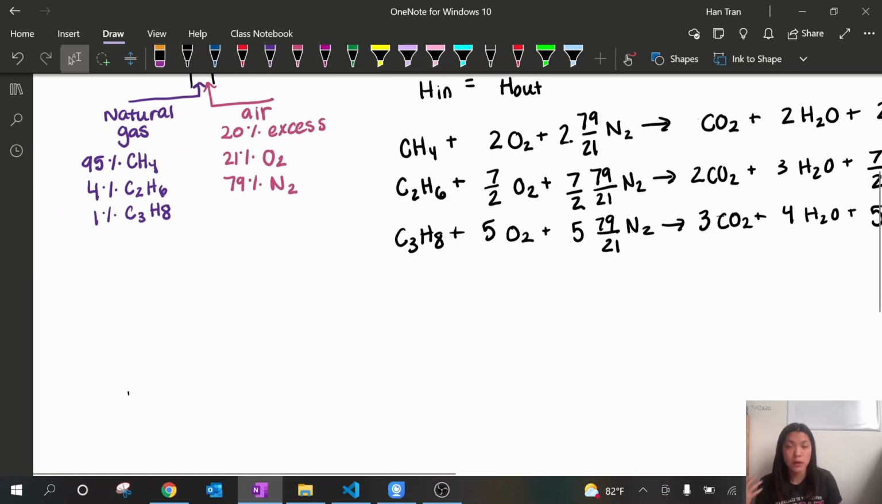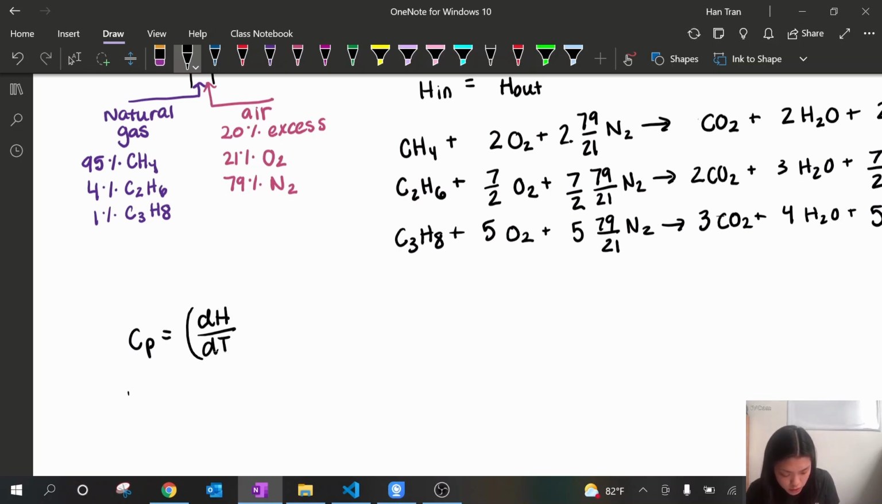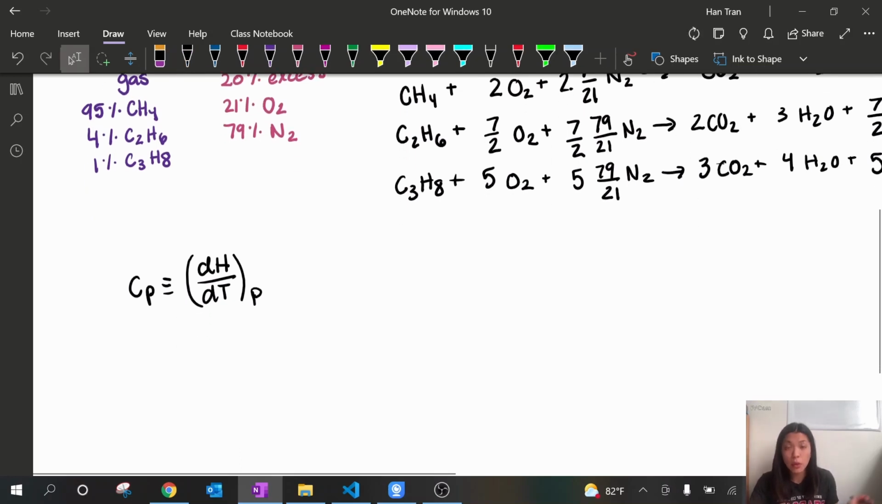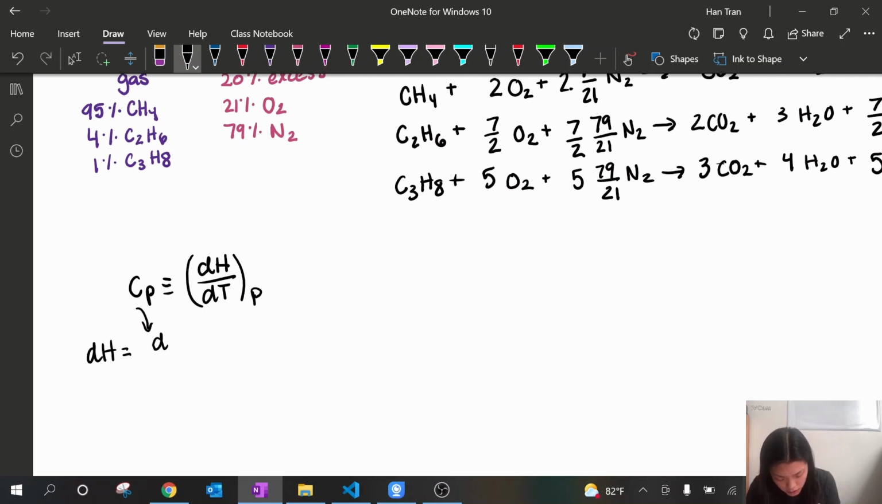So we're going to talk a little bit about heat capacity and change in enthalpy. So heat capacity is defined as the change in enthalpy with respect to temperature at a constant pressure. And so when we're talking about the change in enthalpy, that's going to be the heat capacity, so the change in enthalpy with respect to temperature at a constant pressure.